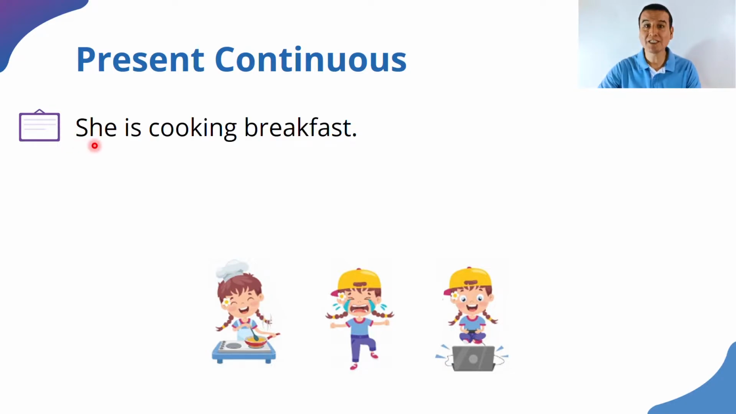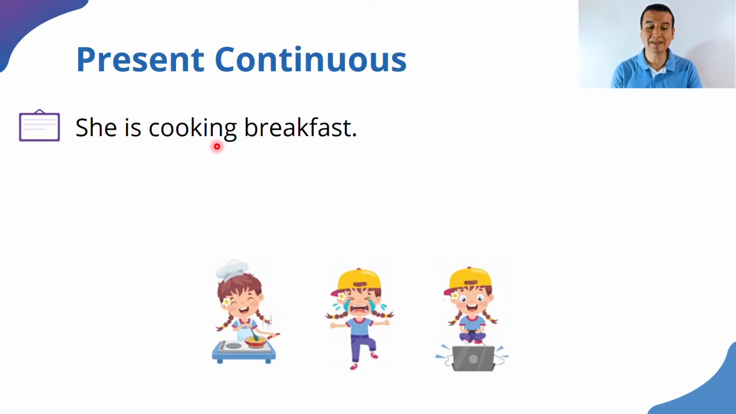Look at this one. She is cooking breakfast. We have one subject, that is she. We have is, which is a form of be. And then we have a verb. The verb is cook. As you can see, cook, to prepare food, is described with the verb cook. To that verb, we have added the ending ing. And that's why we say she is cooking breakfast. As you can see, we have just simply added ing to the verb. Subject, form of be conjugated with that subject, then the verb ending in ing.